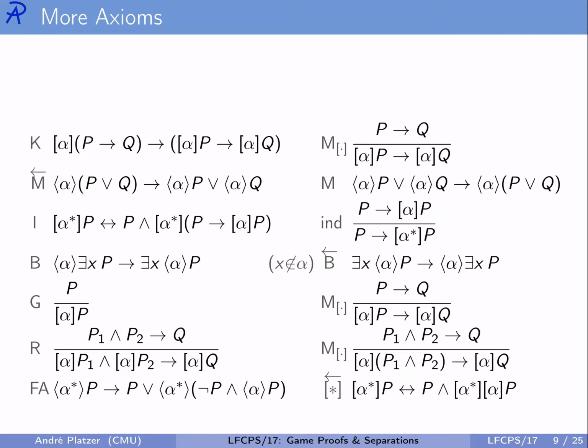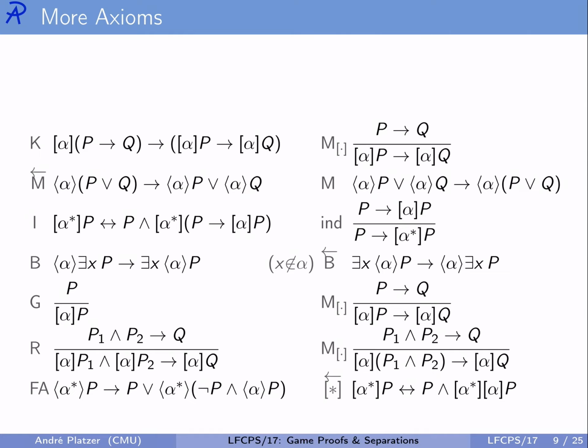Now, let's read them as a hybrid game. If Angel has a winning strategy in the hybrid game alpha to make P or Q true, then she either has a winning strategy in the hybrid game alpha to make P true, or she has a winning strategy in the hybrid game alpha to make Q true. And likewise in the backward direction.